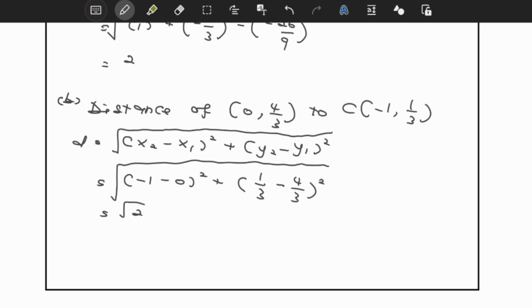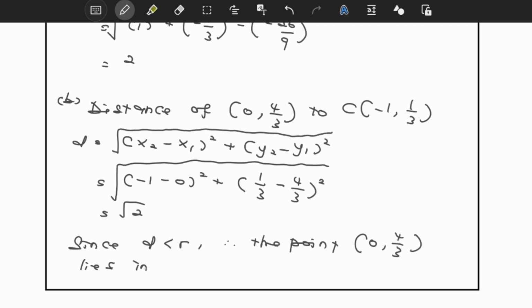So we can see that we will compare this value d equals root 2 with the radius that we got just now in part A. So we will conclude our answer. Since the value of d is less than the value of r, it means therefore the point (0, 4/3) lies inside the circle.